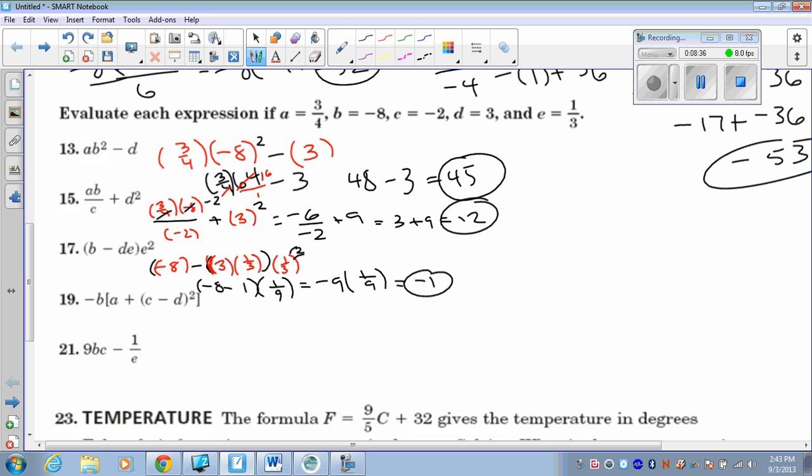Alright, down here, -b. Let's see here. Be careful here. When you substitute, there's a negative that's part of the problem, and then you have a negative that's part of what you substitute in. So you got a negative. Inside, I got A, which is 3/4. I got C, which is -2, minus D, which is 3.